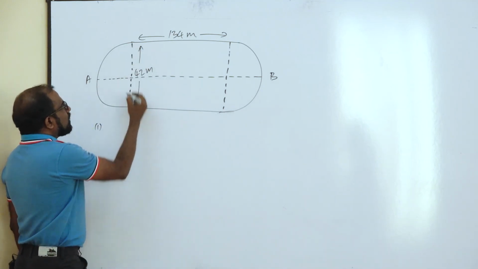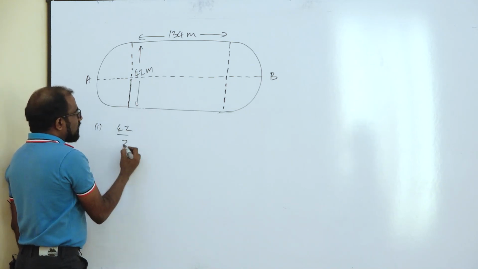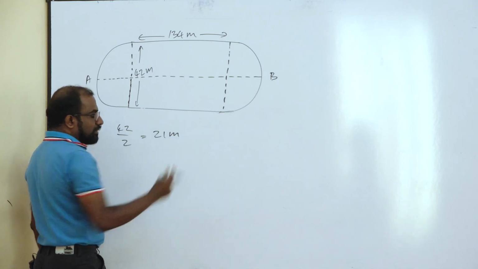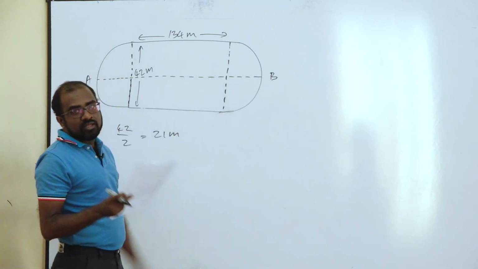Diameter is 42. Radius is half the length again. So how much is the radius? 42 divided by 2. How much? 21 meters. The radius of one semicircular part is 21 meters.